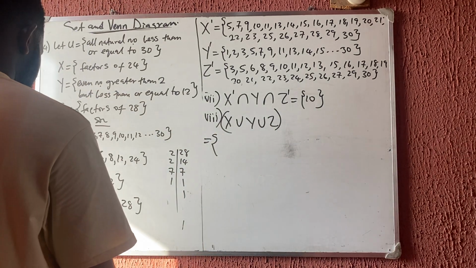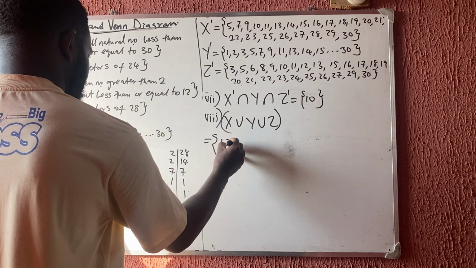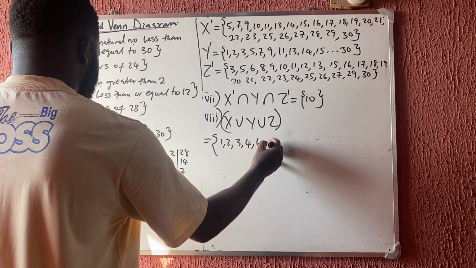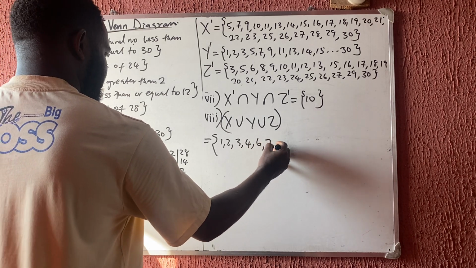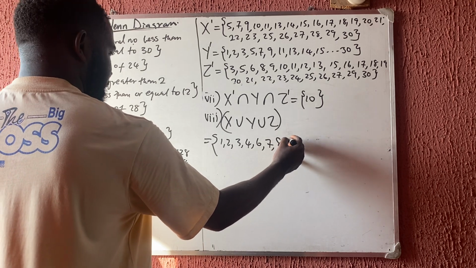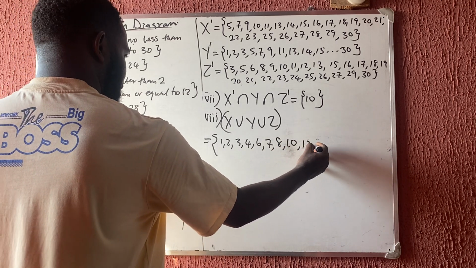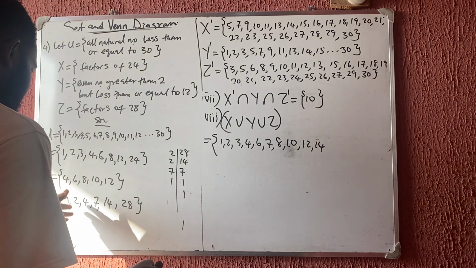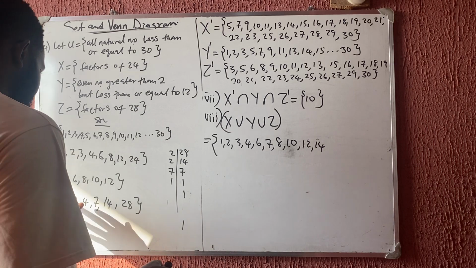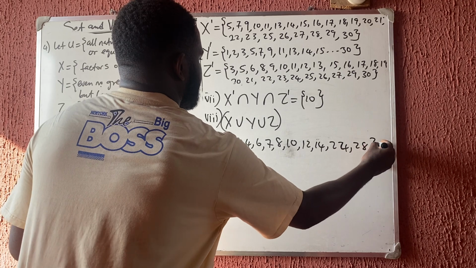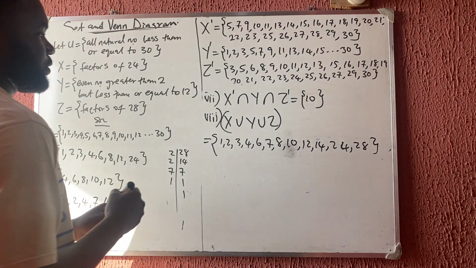So let's go. I have 1, 2, 3, 4. There's no 5 anywhere. 6. There's no 7. Okay, 7, 8. There's no 9 anywhere. There's 10. There's no 11. There's 12. There's no 13. There's 14. There's no 15, no 16, 17, 18, 19 until you get to 24 and then 28. So that is that for that.